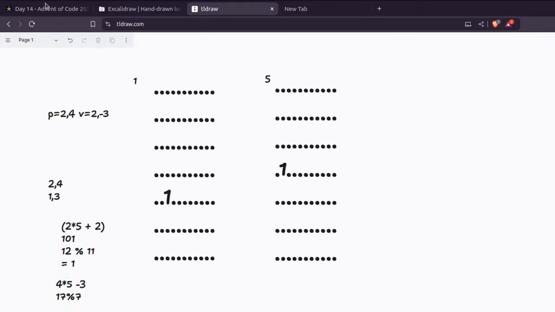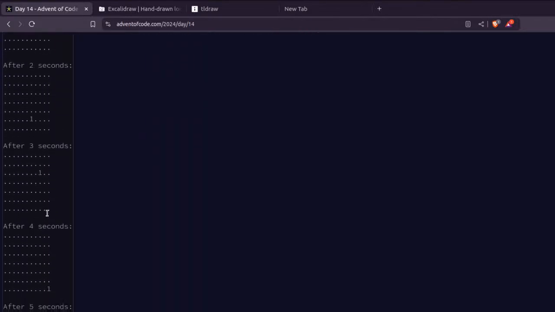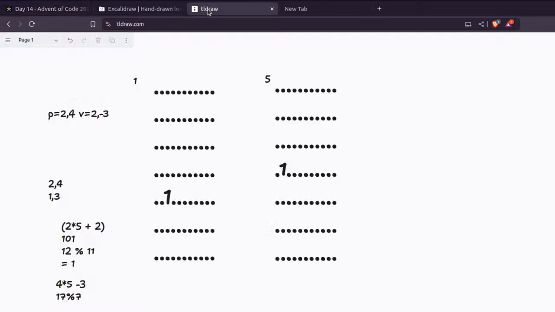Let's take the example of 4 seconds. It is perfectly at 10 comma 5, right? 0 1, so 10 comma 6, 0 1 2 3 4 5 6. So y position is 6, and this is how much? 0 1 2 3 4 5 6 7 8 9 and 10. So we have 10 and 6. So let me write it here. 10 comma 6 is the final position after 4 seconds.